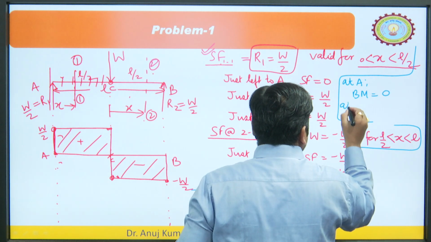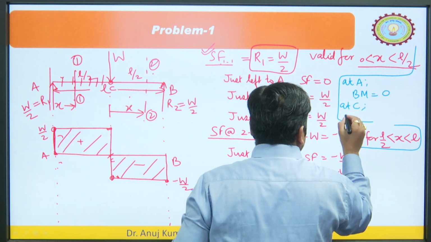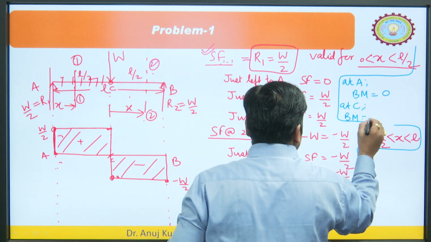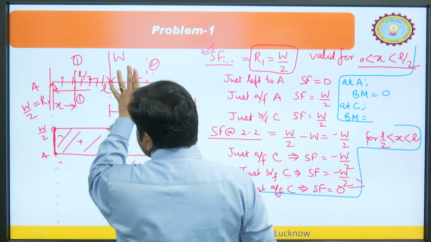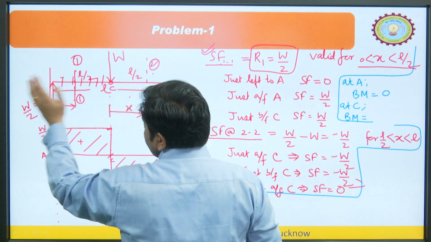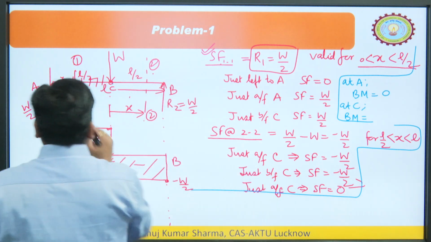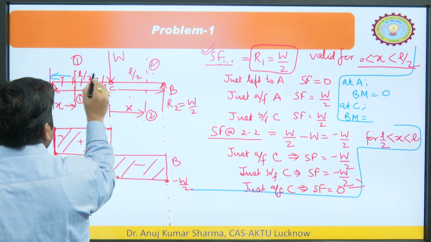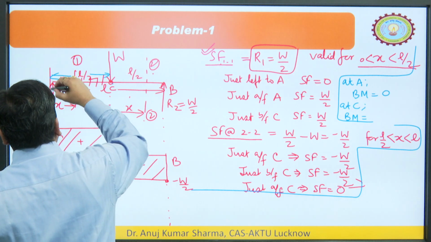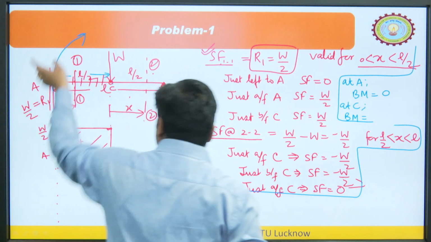So, at point C, bending moment is what? If you see, we have only one force on the left side. So, what would be the bending moment at this point? It would be W by 2 multiplied by this distance. This distance is L by 2, and this moment will go clockwise.